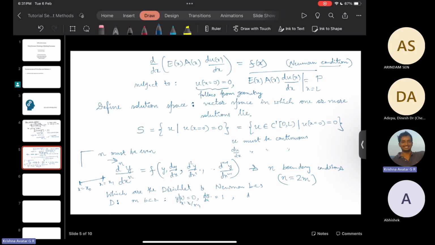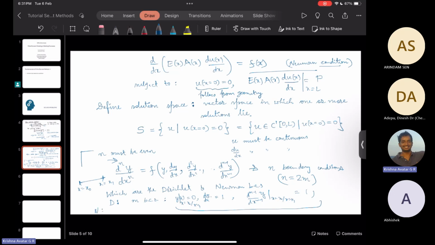Likewise, this goes till the (m minus 1)th derivative of y with respect to x, d^(m-1)y/dx^(m-1). So this means that the (m minus 1)th derivative of y at either x equal to x naught or x equal to x1 will also be assigned some value. So these are the collection of Dirichlet boundary conditions.